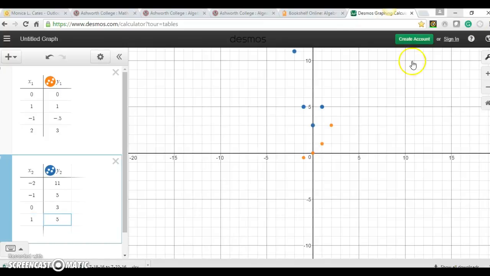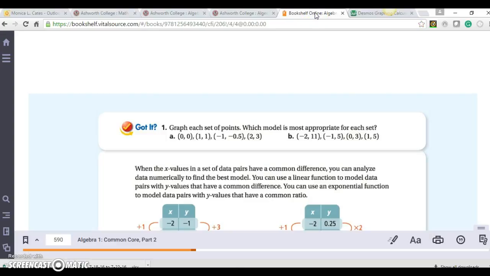There it is. And so you can see this one, I'm coming on both sides, and it looks like it is a parabola in shape. Okay? So that would be quadratic. I hope this helps.